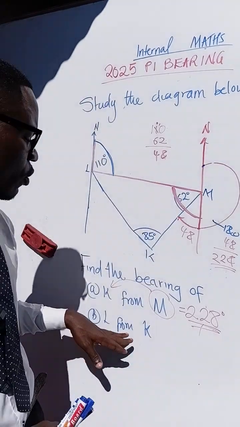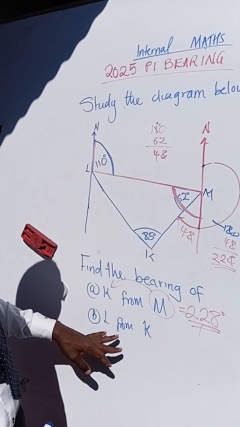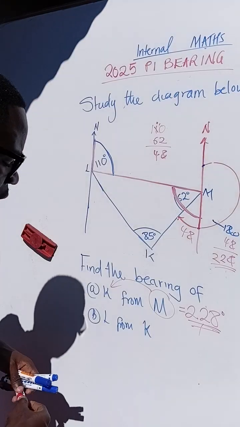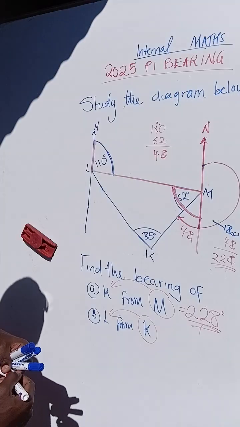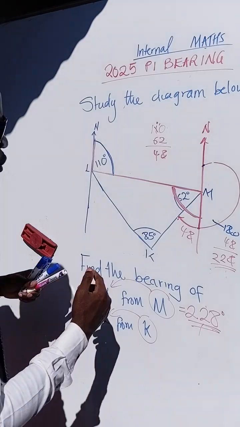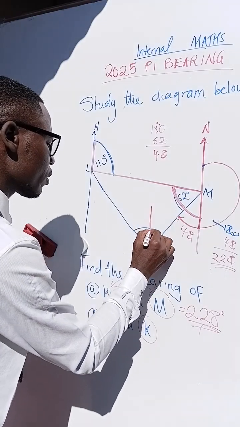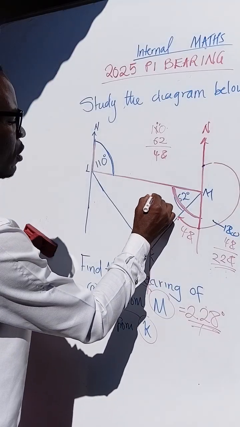Okay, so according to question 2, they're saying find the bearing of L from K. Where are we going to stand? We are going to stand on K, going back to L. So we are going to draw a straight north on K, a straight north like this. You can see that? It's a straight north.